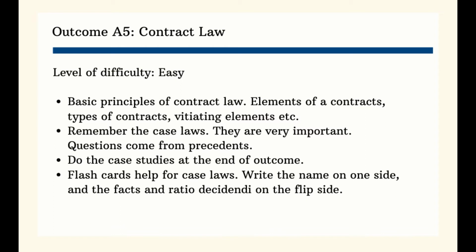Outcome A5 is contract law. The difficulty level is actually pretty easy. For any law student who has their basics sorted on contracts, this should be a pretty easy section or outcome to go through. Tips on this one: revise all your basic principles of contracts and vitiating elements, all of the basics of contracts which you learned and probably still remember because it has become muscle memory by now.